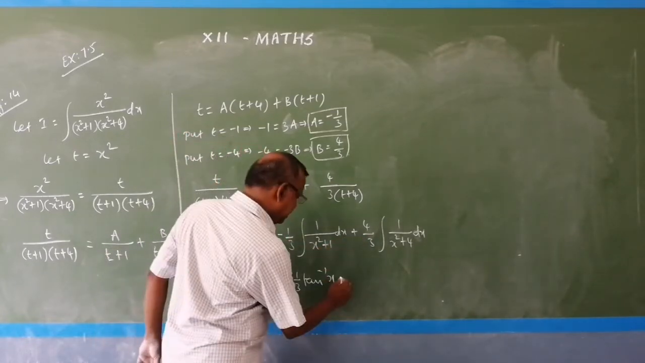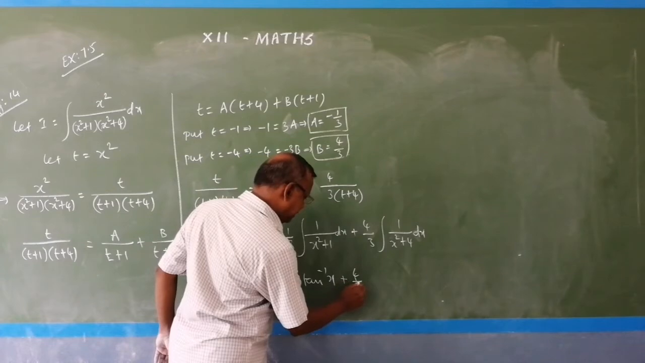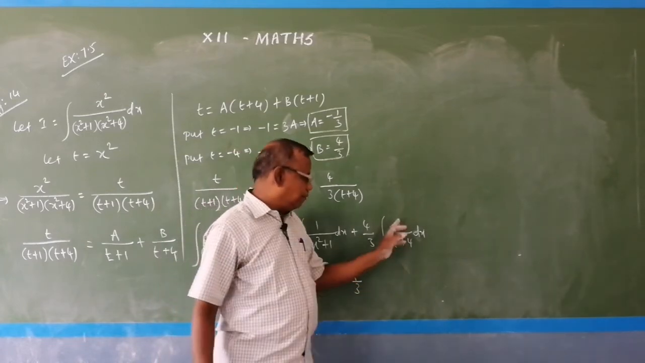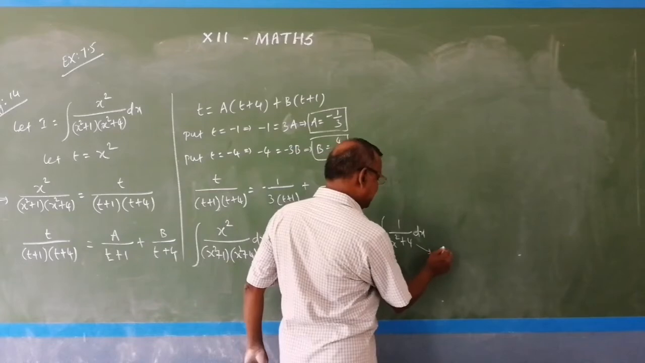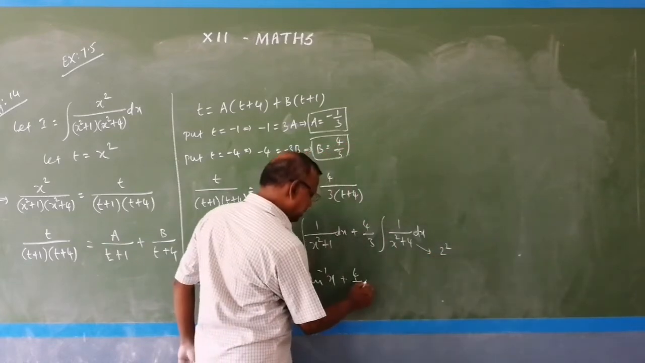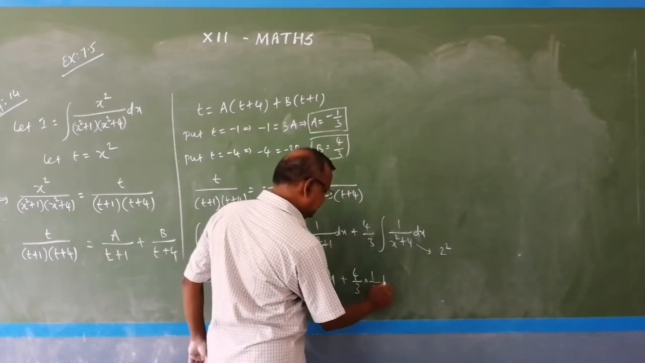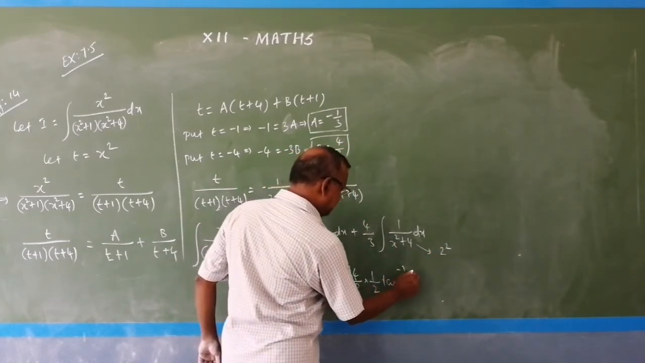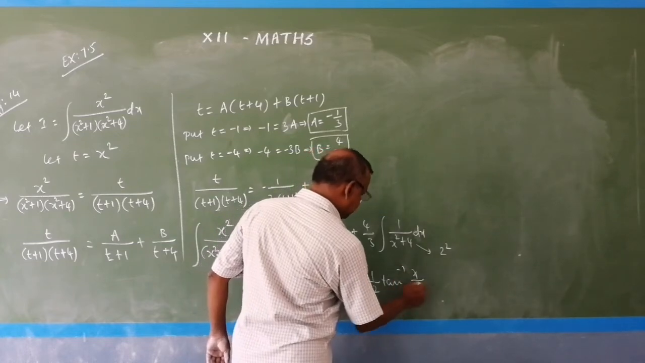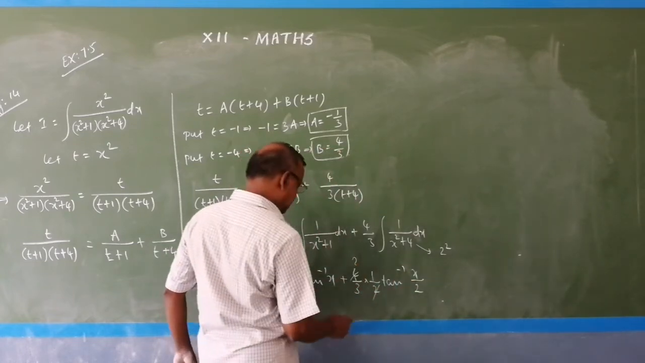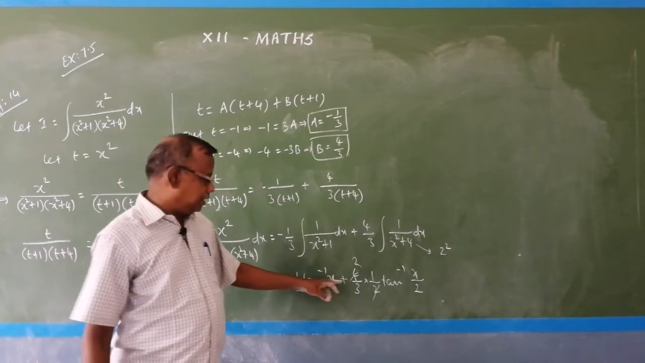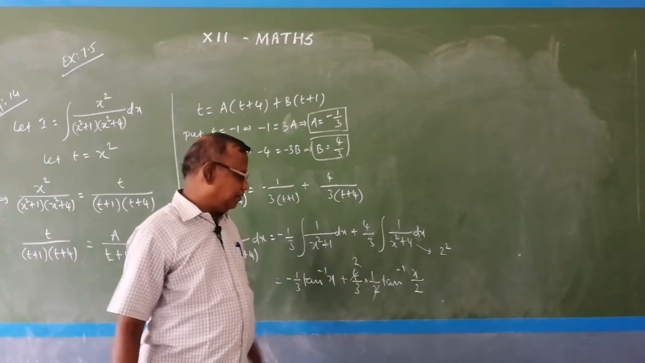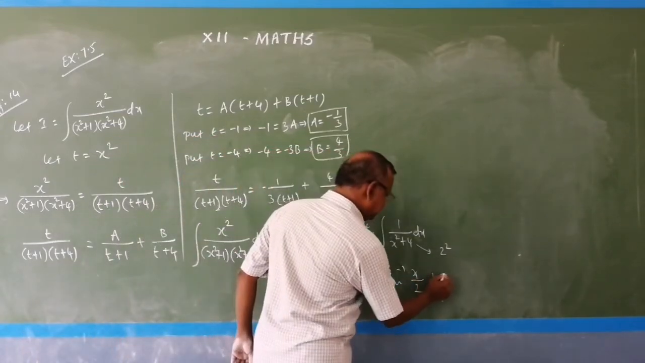Similarly, plus 4 by 3 into the integral, this is in the form of 1 by (x square plus a square), where a square means 2 square. So, 4 can be written as 2 square. So, it is 1 by a into tan inverse of x by a, that is 1 by 2 into tan inverse of x by 2. So, eliminating these, the final answer is minus 1 by 3 into tan inverse of x plus 2 by 3 into tan inverse of x by 2 plus c.